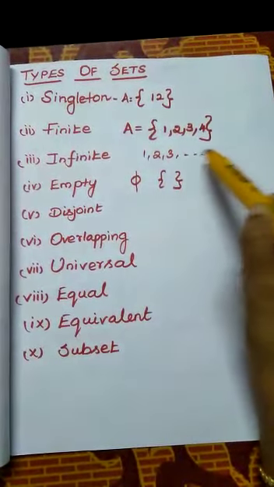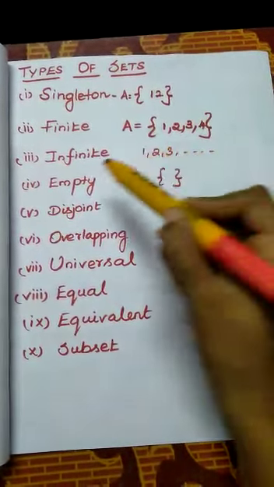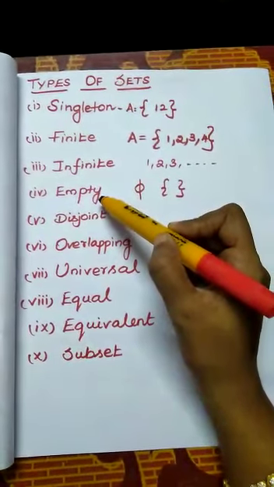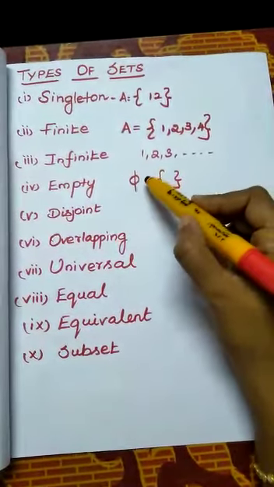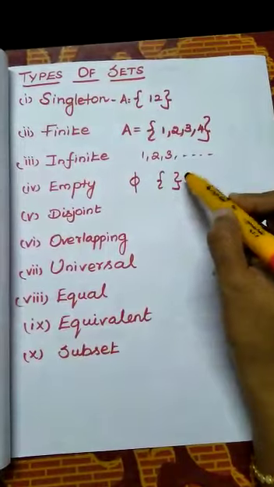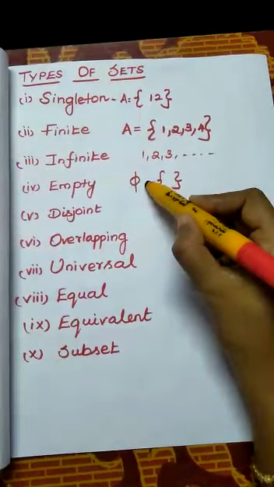The next one is infinite set. An uncountable number of elements in the set is called an infinite set. The next one is empty set. A set containing no element is called an empty set. The empty set symbol is empty braces, and this symbol is also used for the empty set.